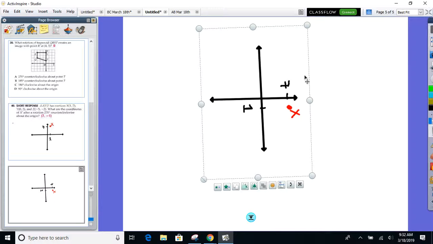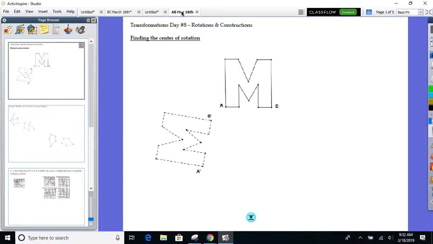Okay, let's see it. Get your compass and straight edge ready. We're not going to spend too much time on the constructions today.